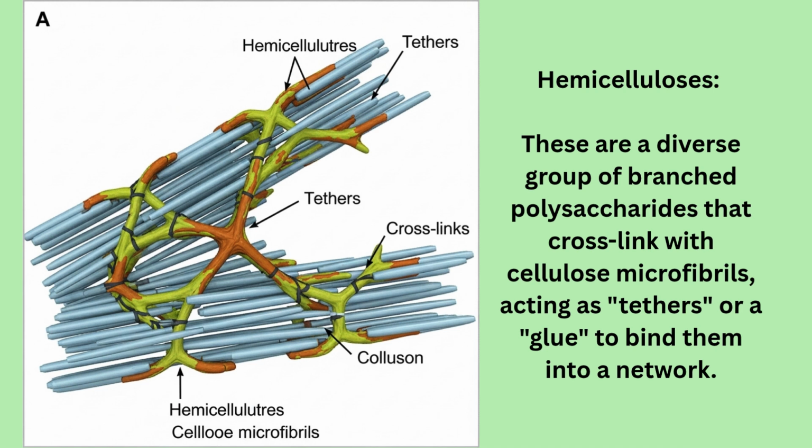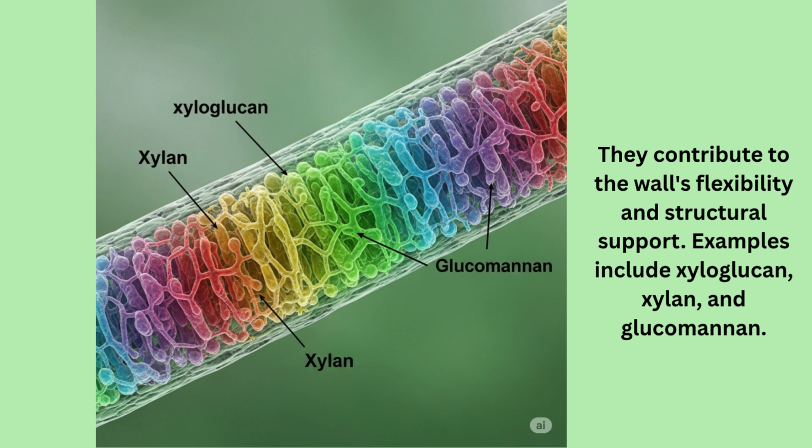Hemicelluloses. These are a diverse group of branched polysaccharides that cross-link with cellulose microfibrils, acting as tethers, or a glue, to bind them into a network. They contribute to the wall's flexibility and structural support. Examples include xyloglucan, xylan, and glucomannan.